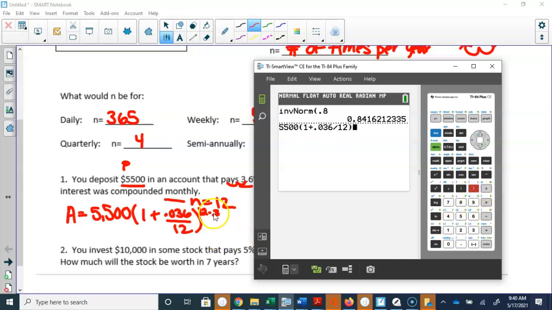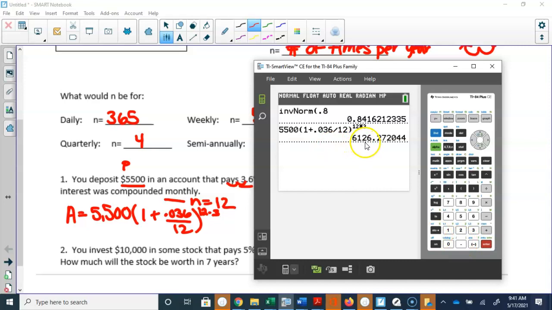Close the parentheses, now to the power. So to get that power, you have this button right here, this little exponent, and I'm going to put times 12 times 3. I want that all in the exponent. If you don't have a newer calculator like that, you're going to want to put parentheses around that 12 times 3. We're going to go ahead and enter.